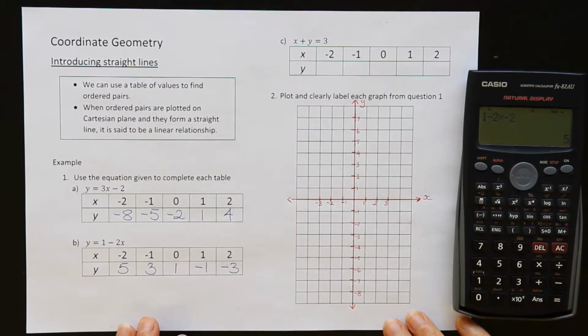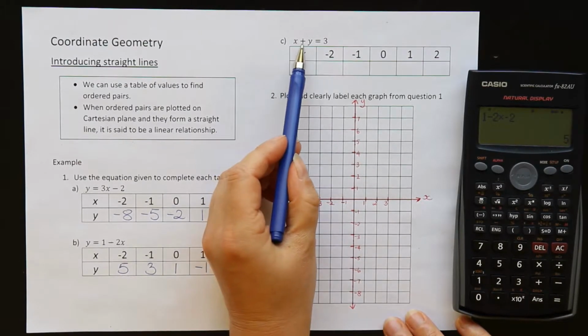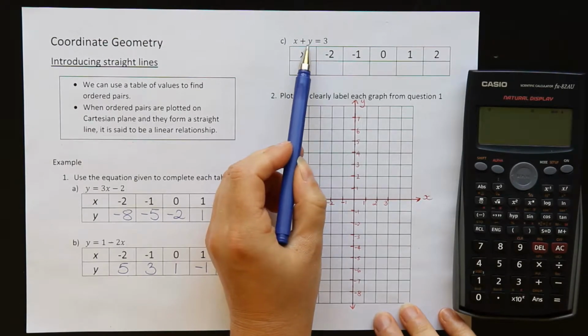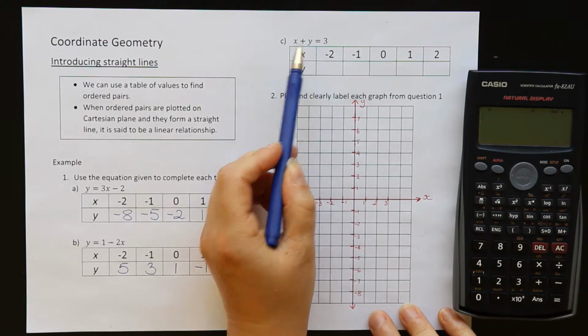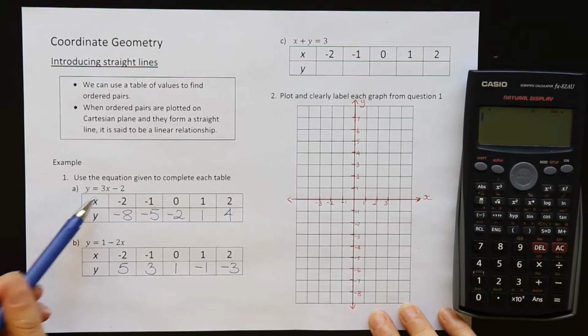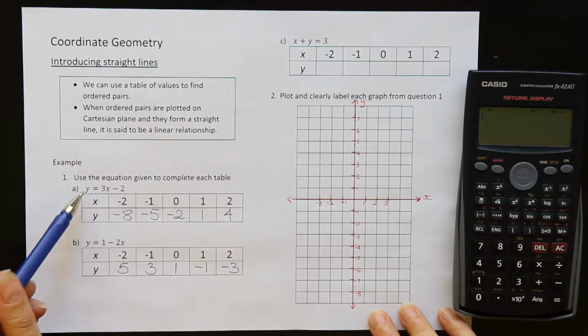Okay, one last equation to look at here. X plus y is equal to 3. Now, this equation is a bit different because the y is not by itself. In these other two, y, see here, it was all by itself on the left-hand side. And that makes it nice and easy. We just substitute our x value in, we get our y value.